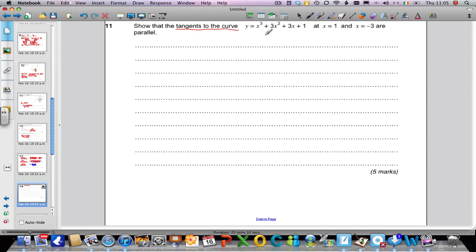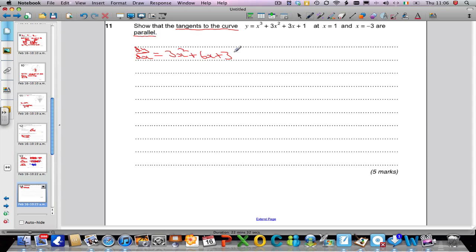So the first thing I'm going to do is I'm going to take the derivative of the function here. So we have y equals that. So that means dy dx, take the derivative of y with respect to x, gives me 3x squared plus 6x plus 3. Okay, so the gradient function of the tangents to the curve is this. Okay, so remember that's the gradient of the tangent to the curve. And I want to know if at x equal to 1 and x equal to minus 3 they're parallel.